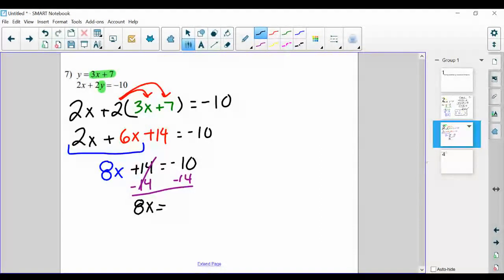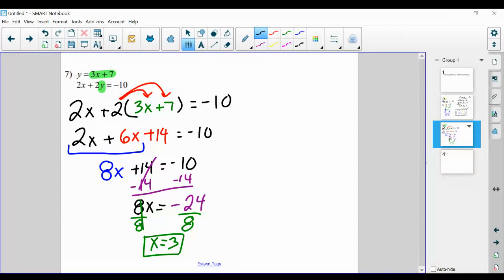Therefore, we get 8x is equal to negative 10 minus 14. If you lost $10 and you lose 14 more dollars, well, you lost 24. And now we're going to divide both sides by 8 to get that x all by itself, and x is going to be equal to 3.